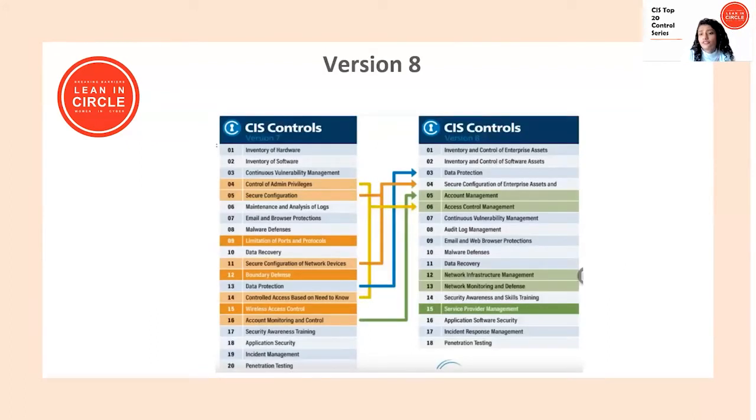Now I have already talked that this version is quite different from version 7. In version 7, we have the control access based on need to know, that only talks about different network perspective and the physical access, right? While version 8 has the access control management, that also includes the control of admin privileges. So it talks about both aspects. So that's how version 7 and version 8 differ from each other.